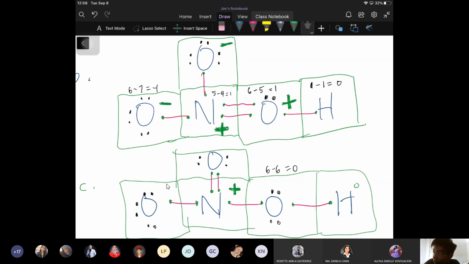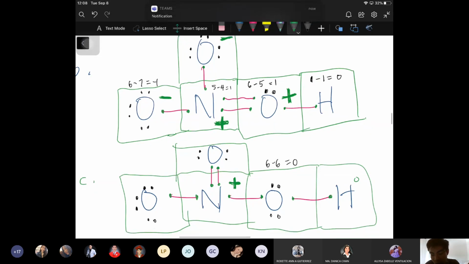Okay. For this oxygen, at the top, ang formal charge niya ay 0 din. Kasi 6 minus 6 din yan, ha? 1, 2, 3, 4, 5, 6. So 6 minus 6 is 0. Okay. How about this oxygen here? The formal charge is negative 1.